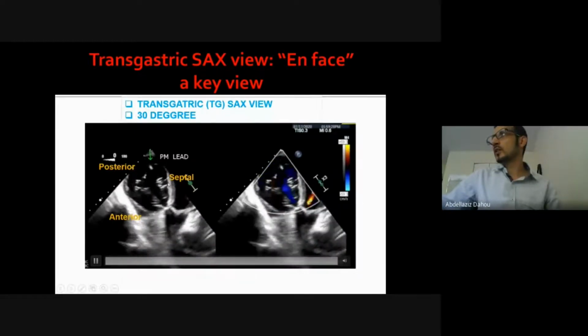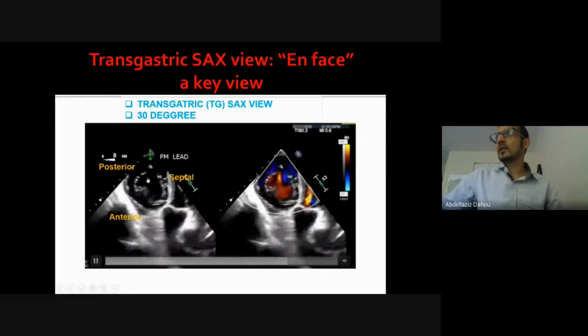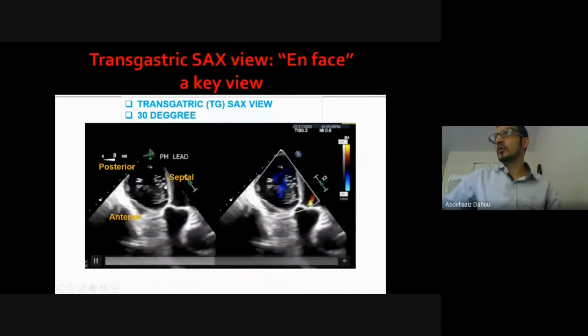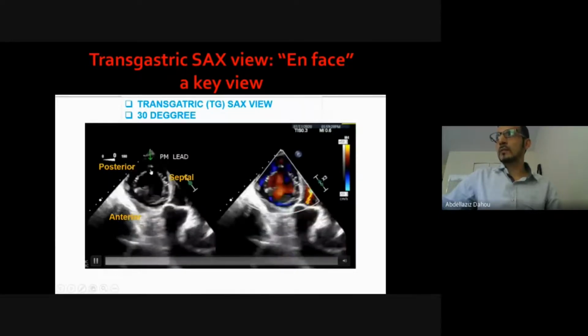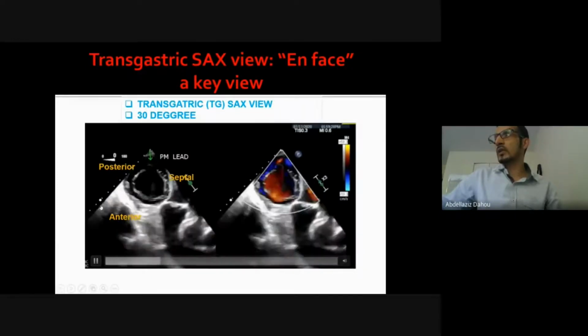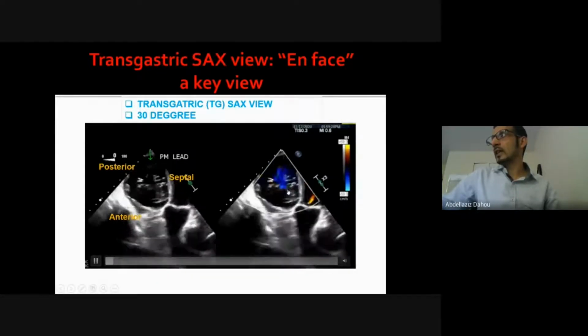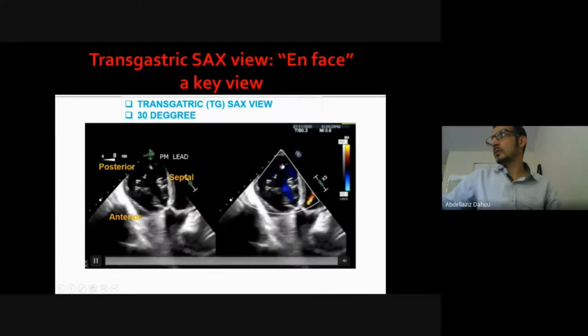We can appreciate here many things. The anatomy of the tricuspid valve, number of leaflets, the size of the coaptation defect or the gap, the distribution and the density of the cords. If there is a pacemaker, the location of the pacemaker, and if there is interaction with the leaflet. You can see the jet location and the extent across the anterior, across the commissures.